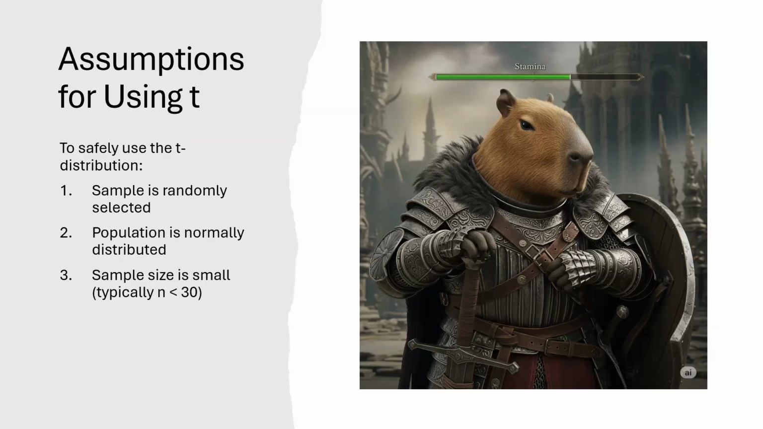Finally, the sample size should be small, typically under 30. That's where t really shines. For large samples, the central limit theorem saves us, and we can use Z. But when we're working with just a few data points, like a small beta test or early access reviews for a new Minecraft mod, we need the extra wiggle room. The t-distribution gives that to us. So remember, random sample, normal population, small n. If these conditions are met, the t-distribution is your hero.